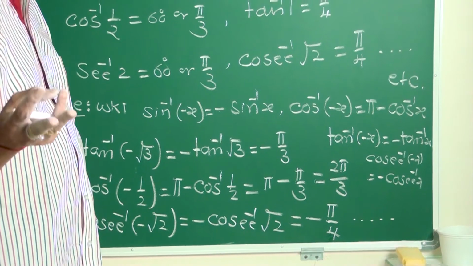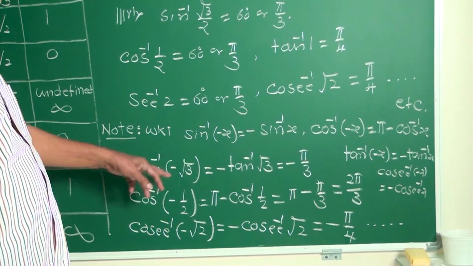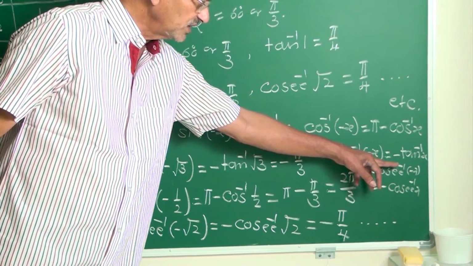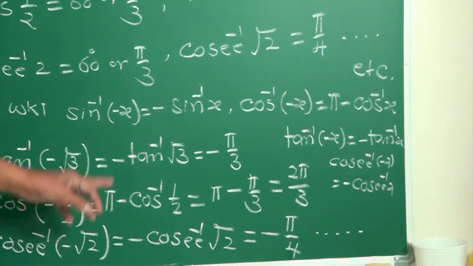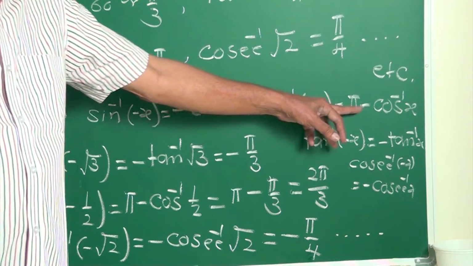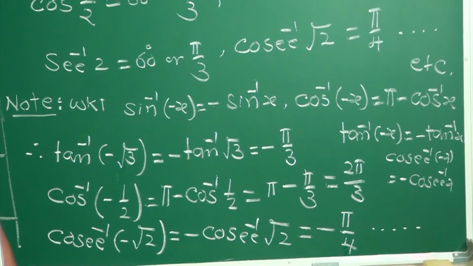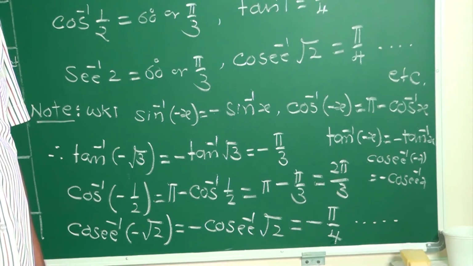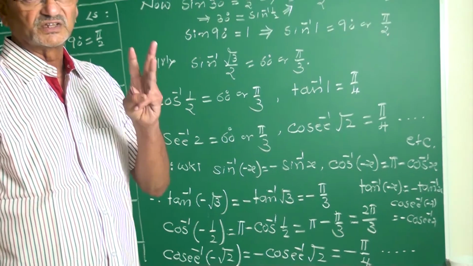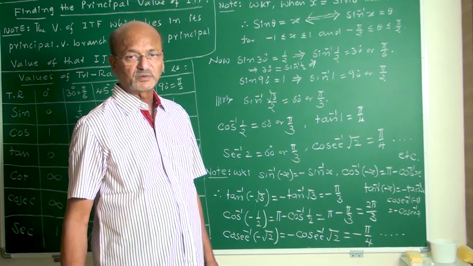Three directly have minus: sin inverse, tan inverse, cosec inverse. Sin inverse directly minus, tan inverse outside minus, cosec inverse is minus. In these three cases, that minus directly comes. In the other three, cos inverse comes pi minus cos inverse, and my friends, sec inverse of minus x is pi minus sec inverse x, cot inverse of minus x is pi minus cot inverse x. Three direct minus, the other three are pi minus the respective inverse trigonometric function.